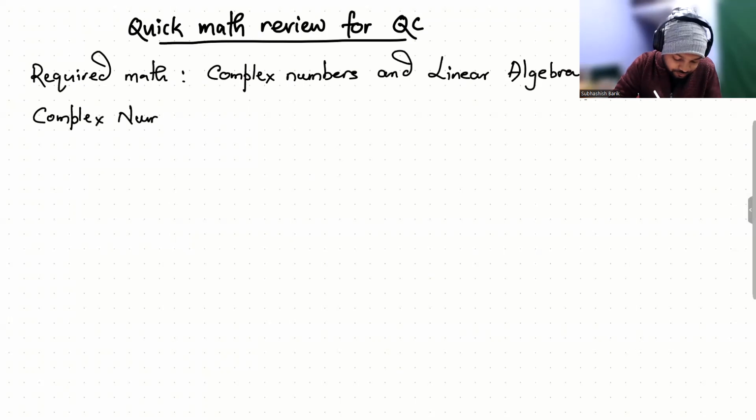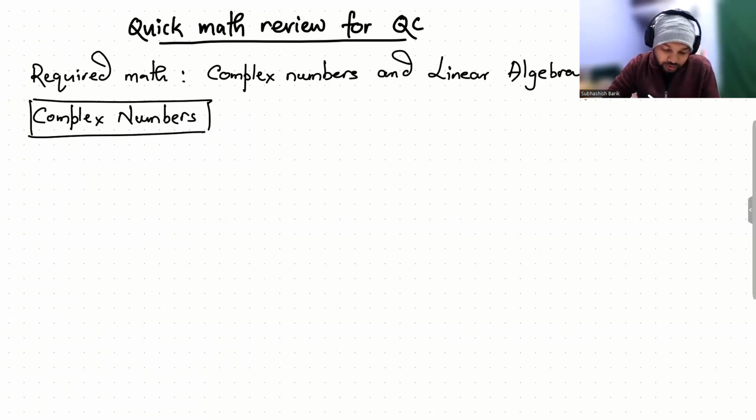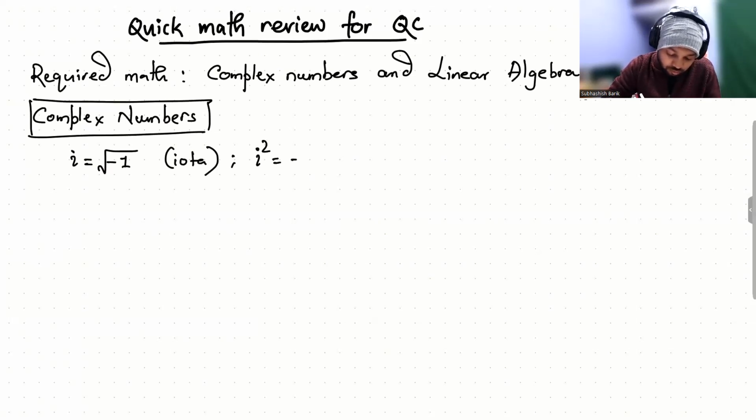Complex numbers. As you may recall, it all starts with this number i, which is the square root of -1. This is called iota. It is defined in a way that i squared equals -1 and i to the power 4 equals 1.